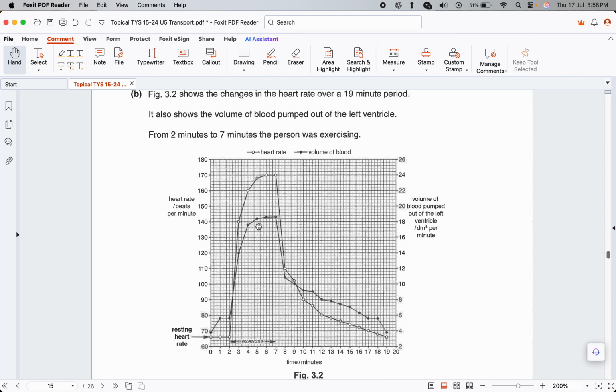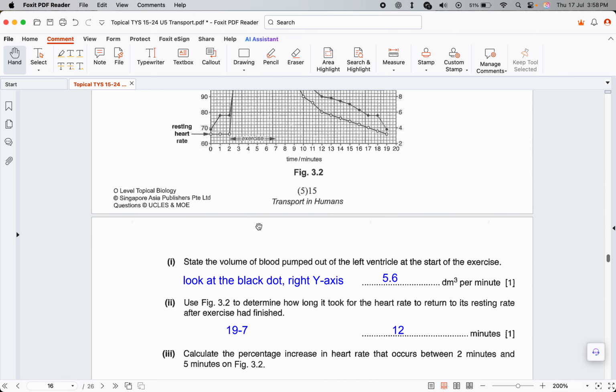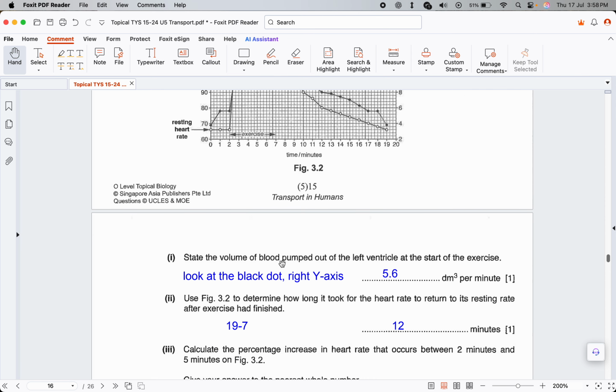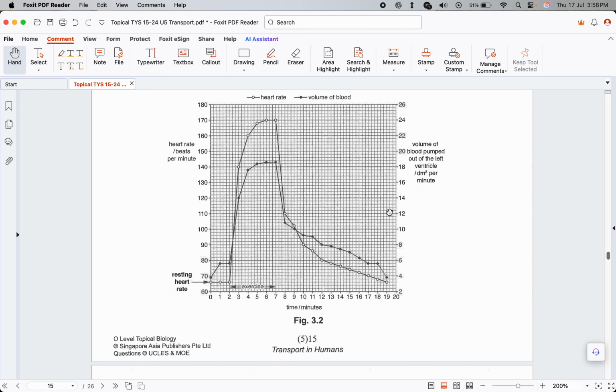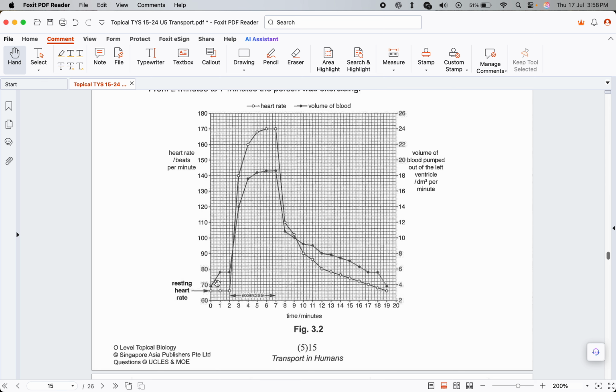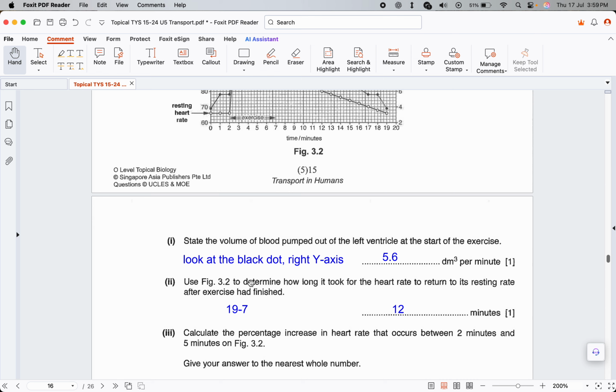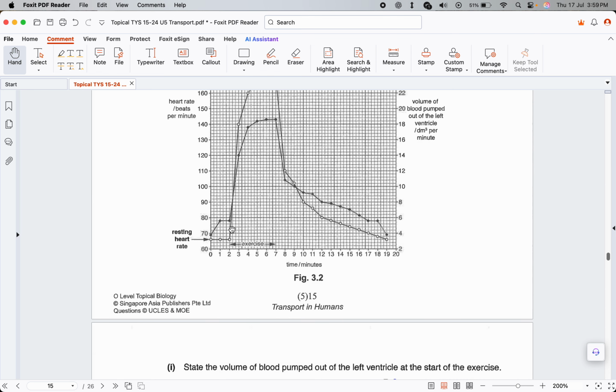So don't get confused. I think some of you got a little bit confused and started reading from the wrong y-axis. The question says, state the volume of blood pumped out from the left ventricle at the start of the exercise. So you're supposed to look at the volume of blood in the black dots, right? I don't just see, oh, it's near to like 70 or whatever. That's not correct, all right? You actually need to look at the right side. So at the start of exercise, which is all the way over here, I just put a small little dot there.